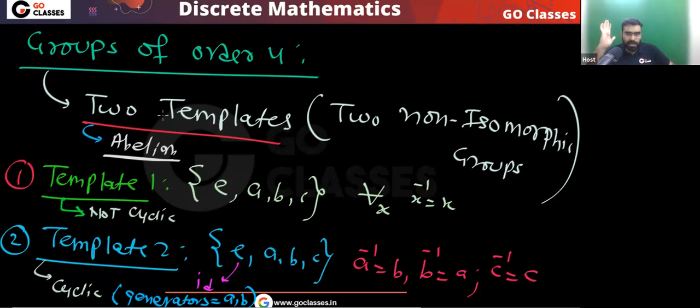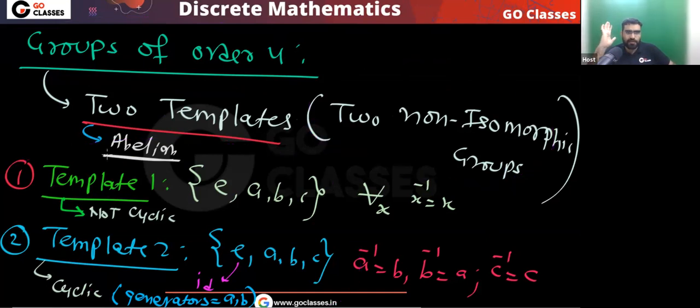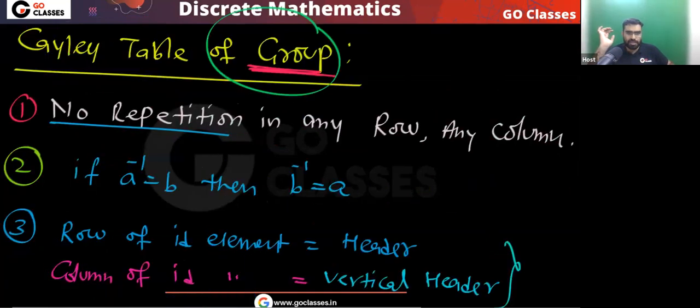So there are two templates, two non-isomorphic groups. Only two templates are possible, and both of them are abelian. One of them is not cyclic, another is cyclic. Very simple.